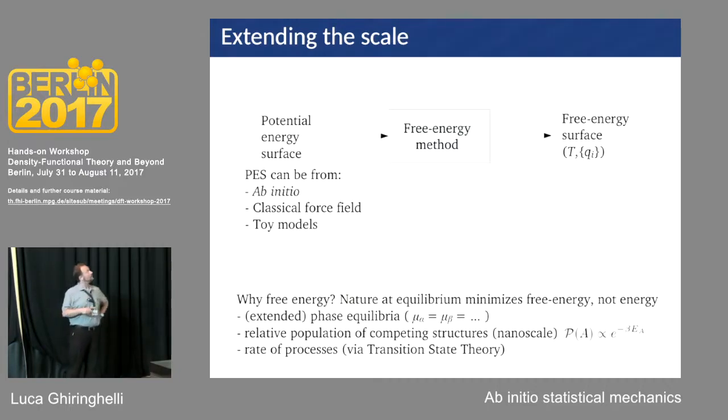So on one end, you have the potential energy surface, and there is some machinery to get out the free energy surface. And in any case, it's a reduction of dimensionality. So you go from 3N to few.